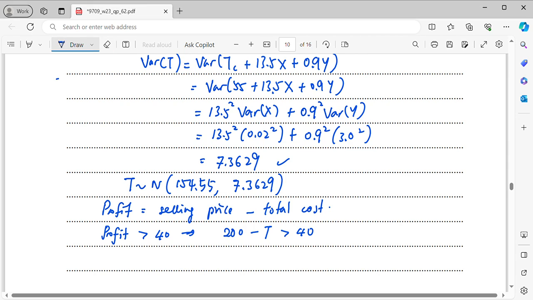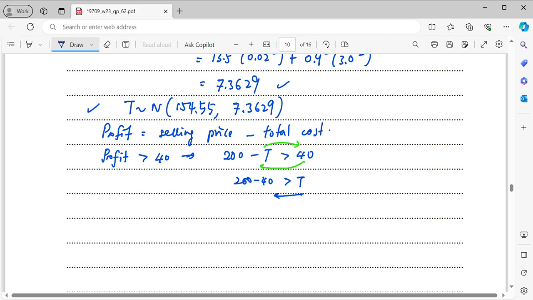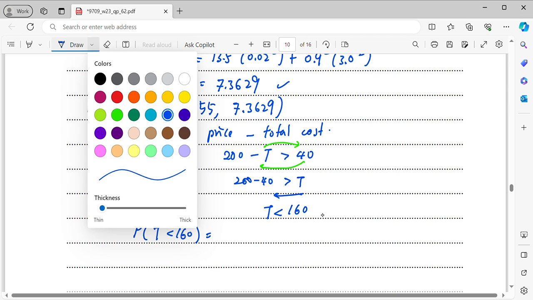Okay, so now I need to get the t because I already found the distribution of t. So this t, you just move to the right side to get positive, and then this 40 you move to the left side, so it will be like this: 200 minus 40. So when I read the t from the right side, it will be t less than 160. So now we need to calculate P(T less than 160). Instead of calculating the probability of profit more than $40, I'm calculating the probability that the cost is less than 160. Alright, so now standardize it because it is normally distributed.